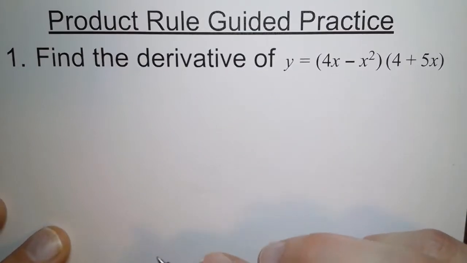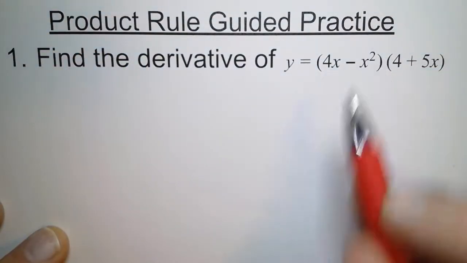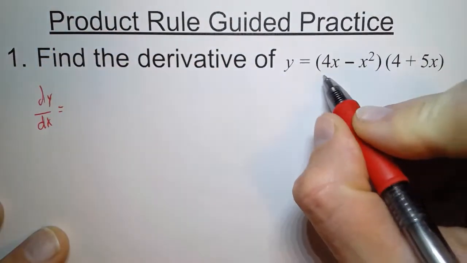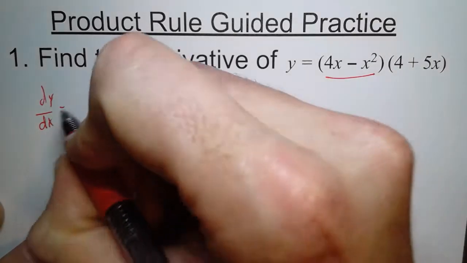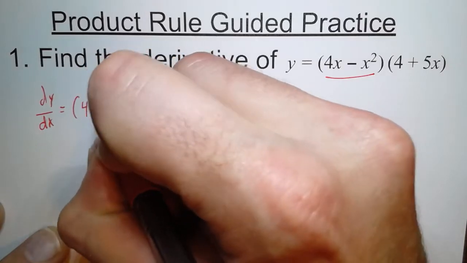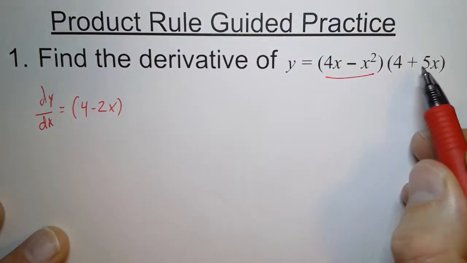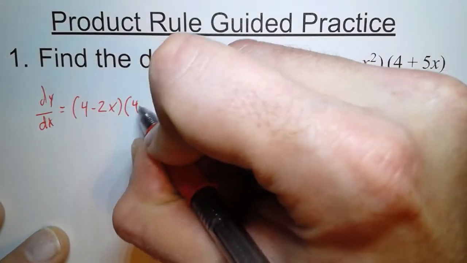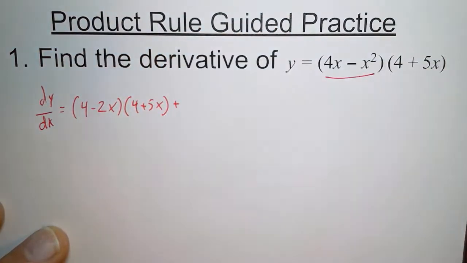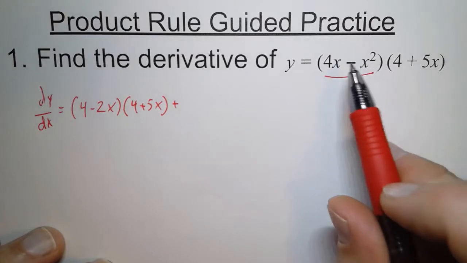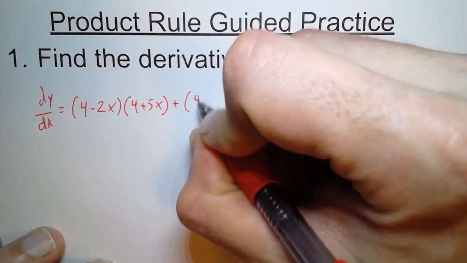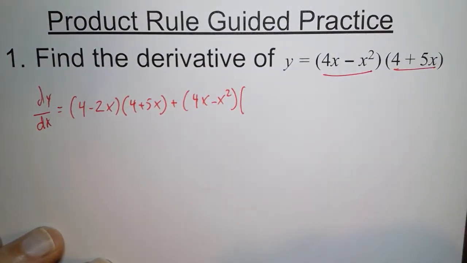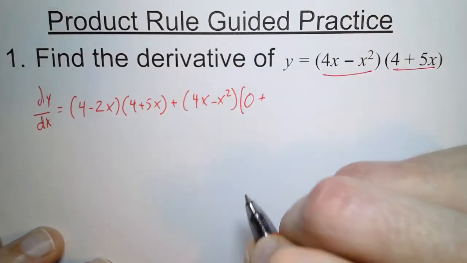So let's write out what this would look like. We're using y notation, so our derivative is going to be dy/dx equals, so first we want to find the derivative of 4x minus x squared. That's going to be 4 minus 2x. Now we're going to leave this one alone. This is how product rule works. You just take the derivative of one of the factors. So we leave it as 4 plus 5x. Now onto that we're going to add a second part. That second part leaves this one alone, 4x minus x squared, multiplied by the derivative of this one, which would be 0 plus 5.